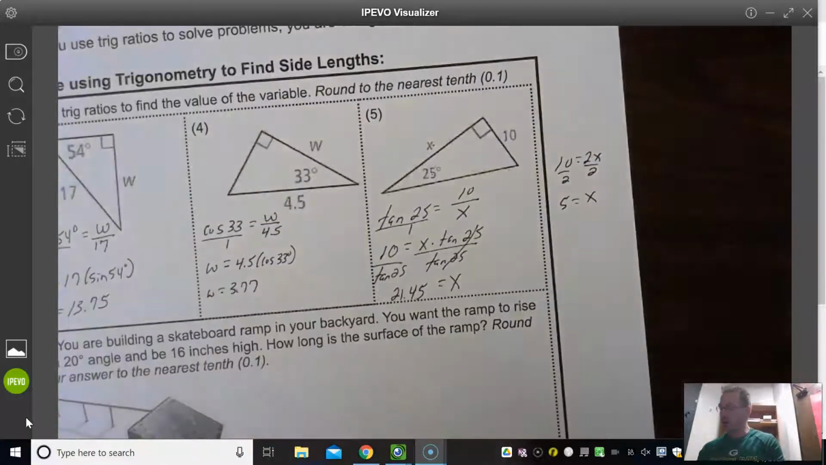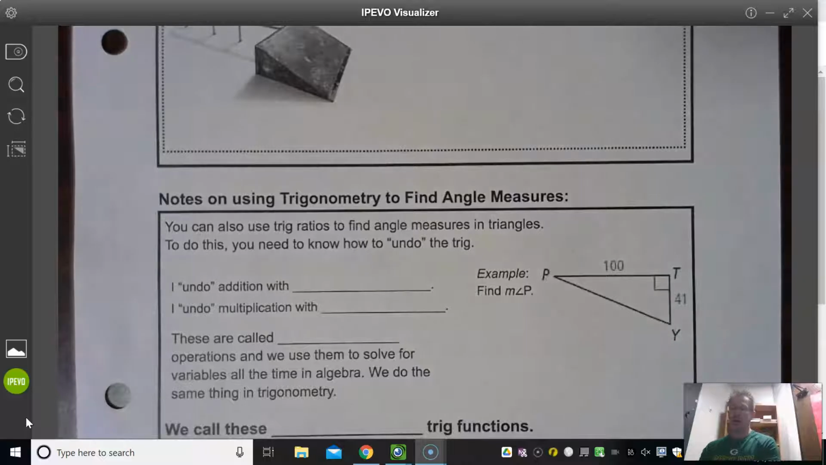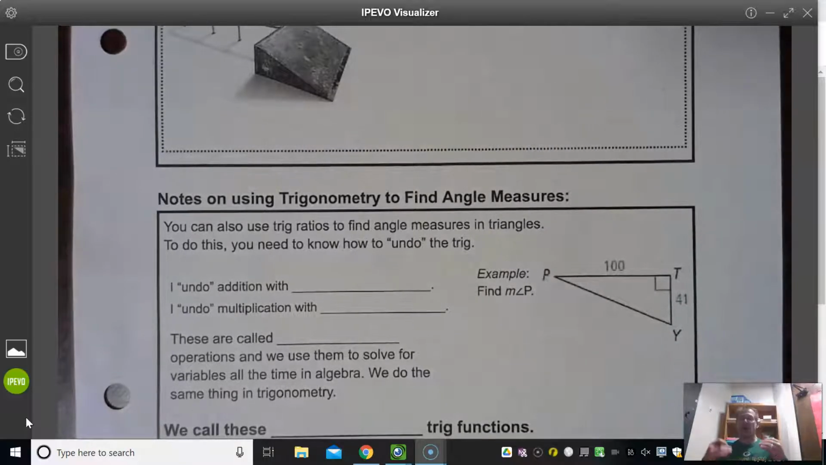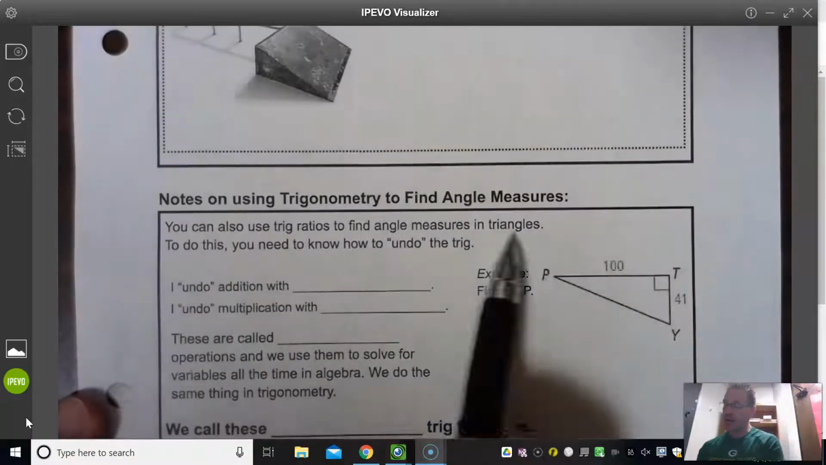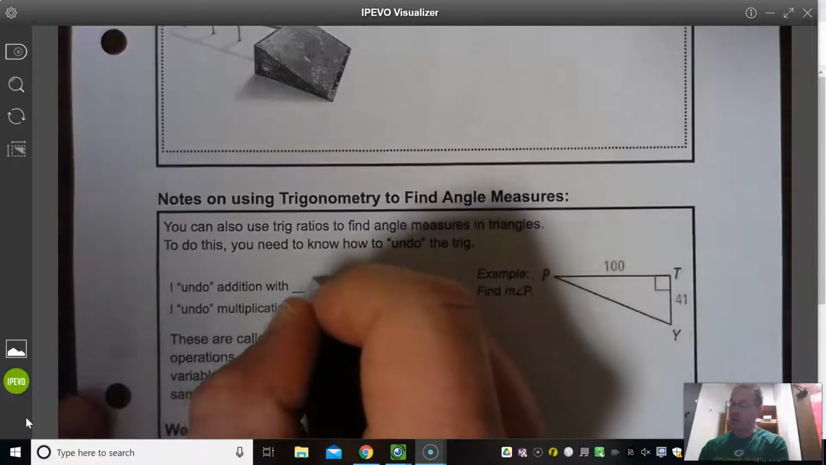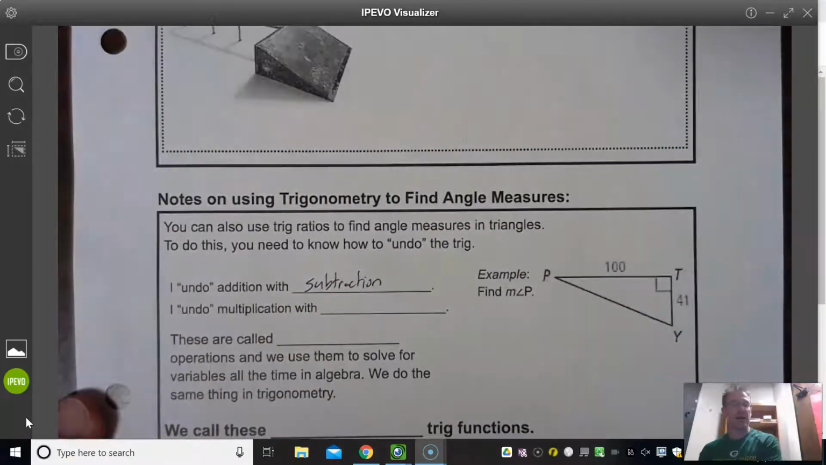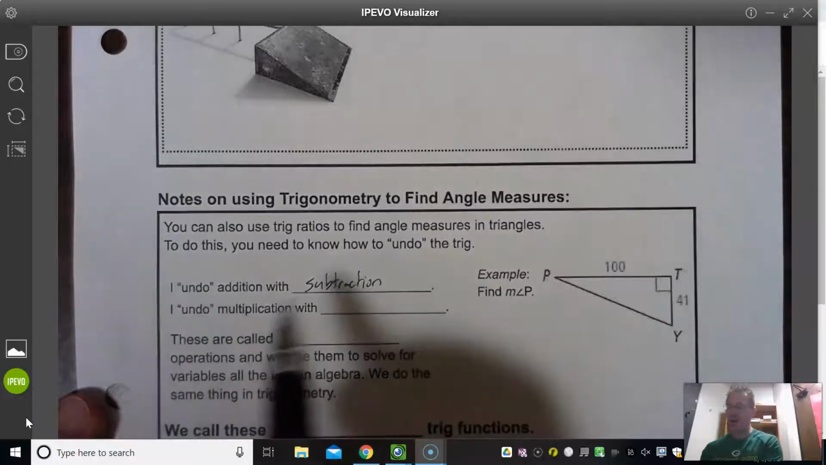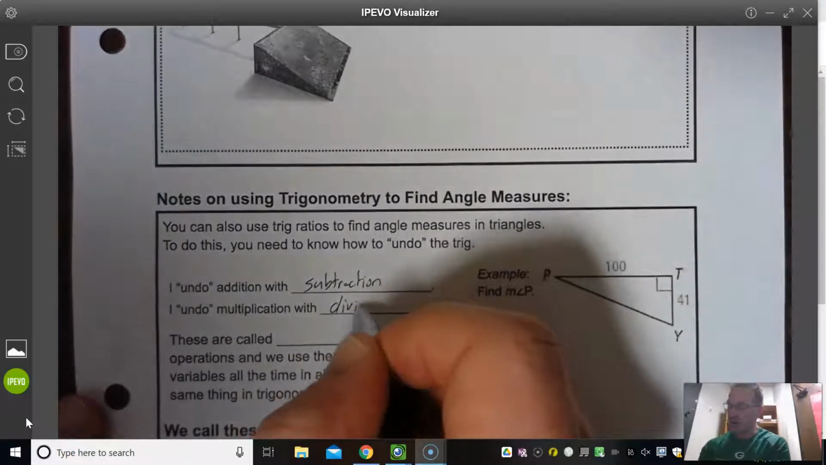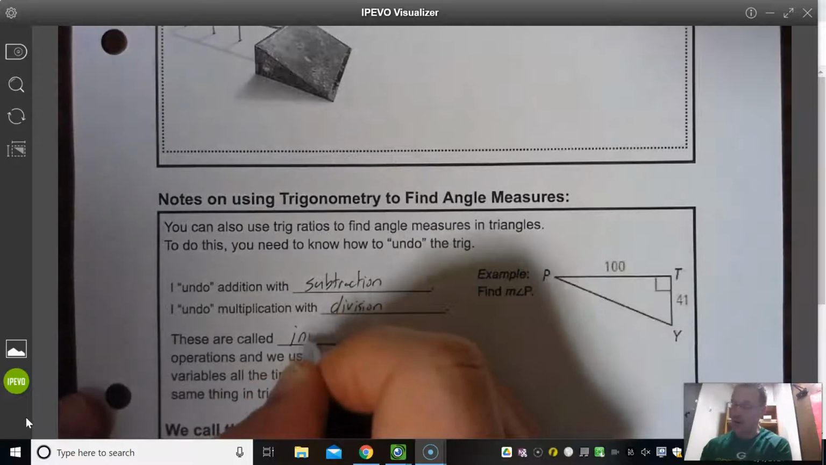Now, let's drop down to page 101 here, and let's talk about finding angle measures. The good news about finding angle measures is you set up the ratios the same way. What's different is at the end when we solve for that angle. We need to undo things. When we undo addition, we undo that with subtraction. We always have opposites and inverses in mathematics. I undo multiplication with division. These are called inverse operations; they undo each other.